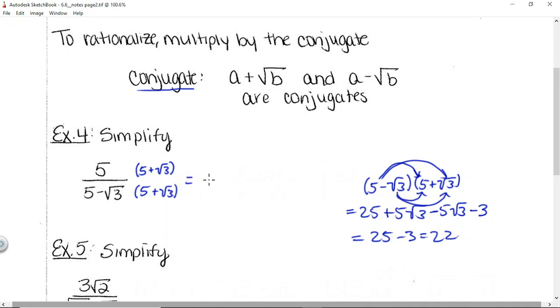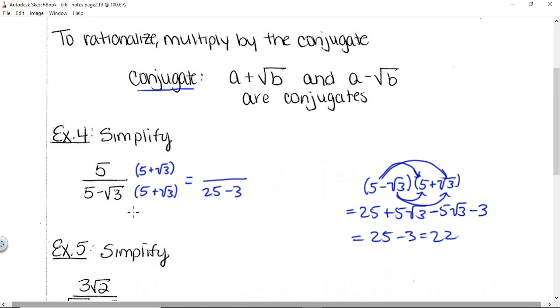And that denominator, we don't even have to write all this out once we know what happens, because we know the middle term goes away. So we just have to look at 5 times 5 is 25. And the negative square root of 3 times positive square root of 3 is negative 3. And that's it. And it's going to be 22. And the next step, we'll write down 22 in the denominator.